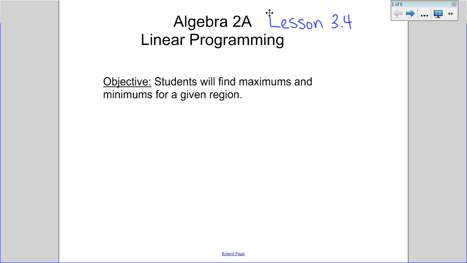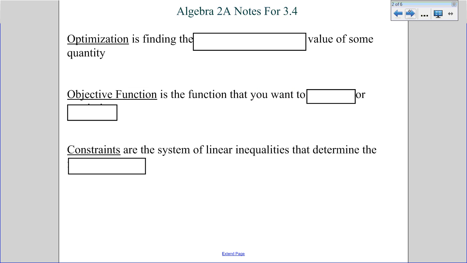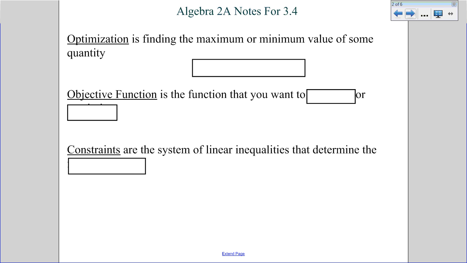So we created a shaded region. And so what we're going to now find is what's the largest possible value, what's the smallest. So when we say regions, we're going to talk about shaded regions. Now, why would we want to find maximum and minimums? Because we want to optimize. This is what we're actually doing, is optimizing. So we're finding the maximum or minimum values of some quantity.